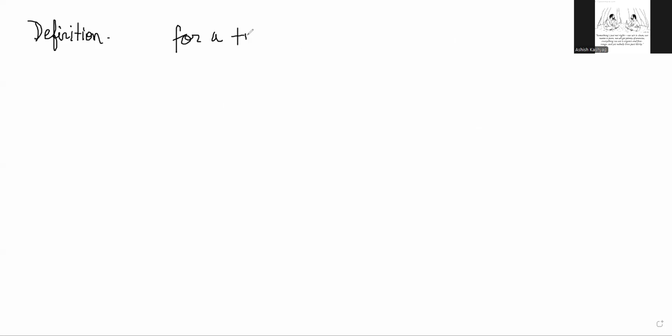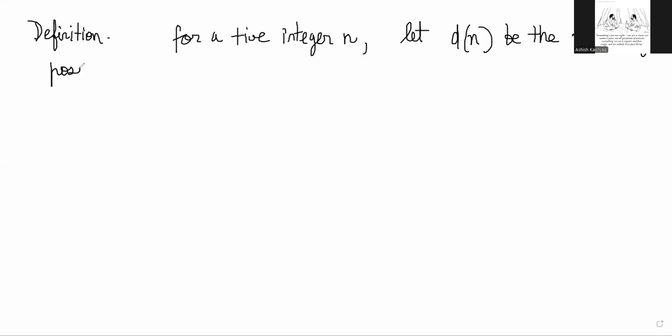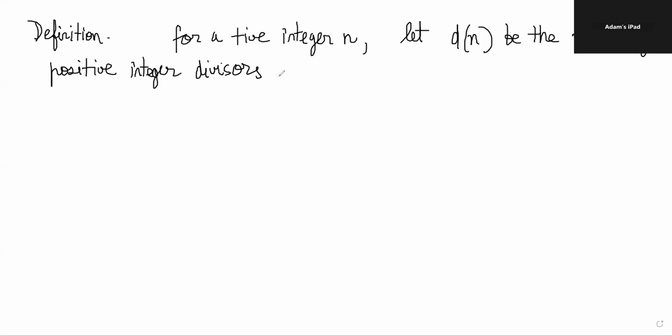Okay. So the first definition that I want to discuss is, for a positive integer n, let d of n be the number of positive integer divisors of n.